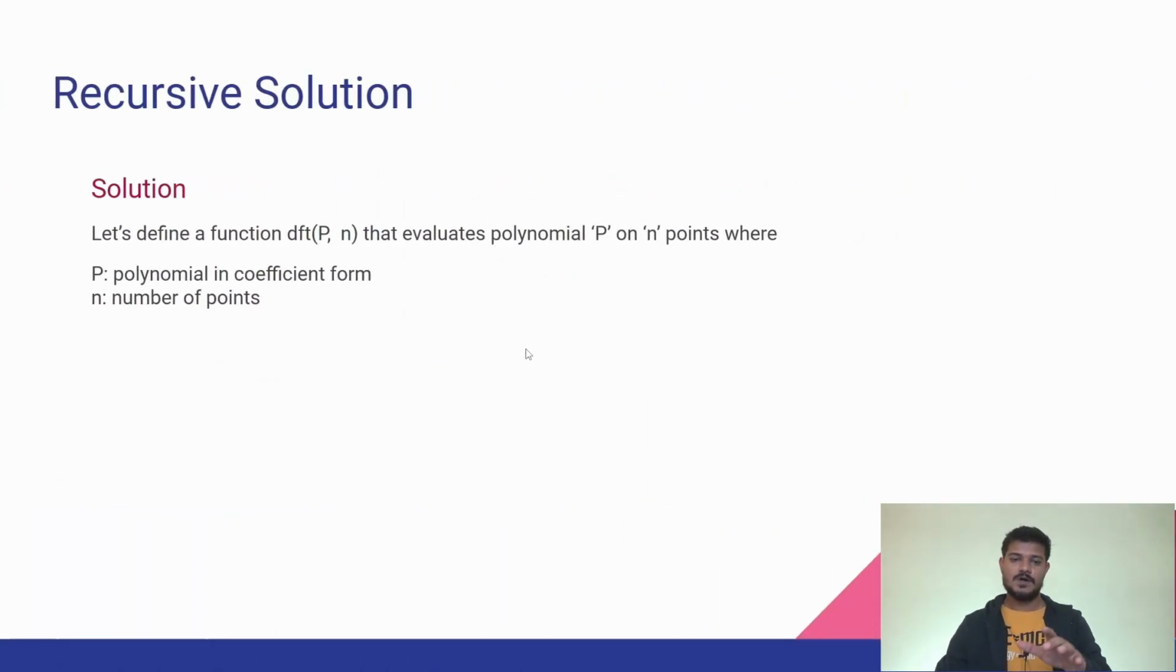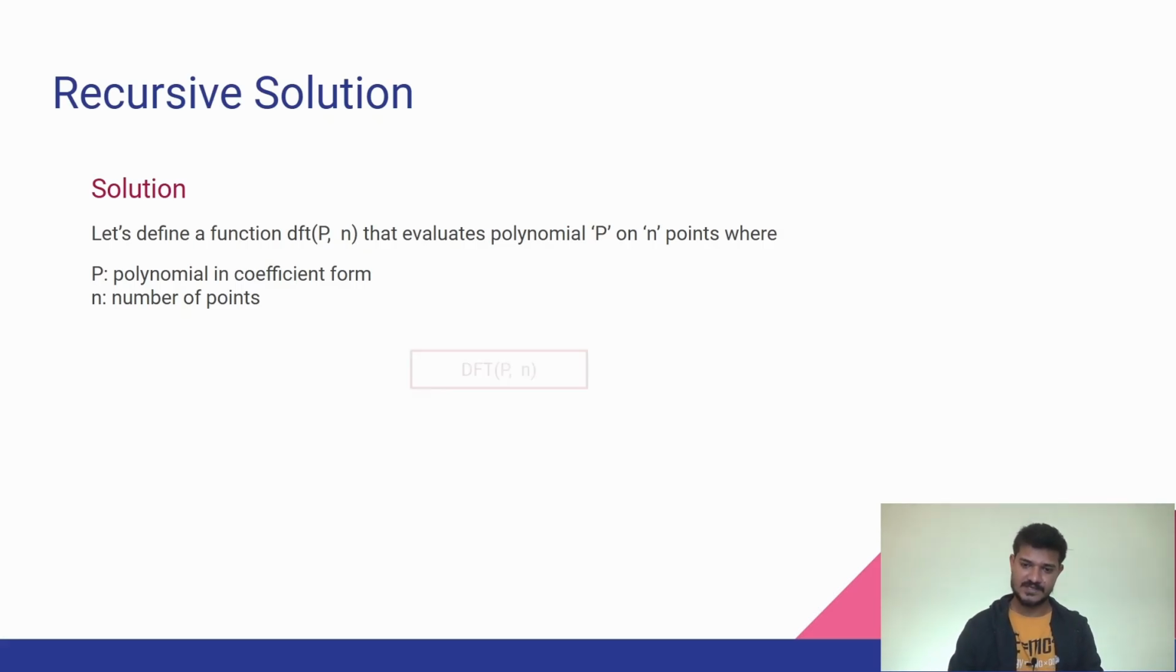Now if you see what we have been doing, let's define a function DFT for discrete Fourier transform. It takes a polynomial p in coefficient form and n, the number of points on which you want to evaluate the polynomial, and returns, of course, the value form, right? Basically, it returns the value of polynomial p on n different points. That's what we want. That is the discrete Fourier transform.